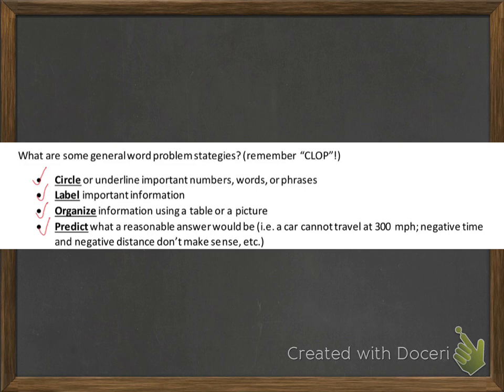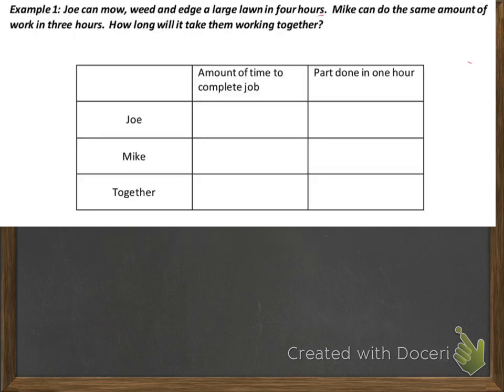For example, it doesn't make sense that a car would be traveling at 300 miles an hour, or that a plane would be traveling at only, say, 20 miles an hour. Also, we can't really have values of time that are negative, like -2 seconds, or negative distance. You can remember these strategies by memorizing the anagram CLOP. C is for circle, L is for label, O is for organize, P is predict. Let's use these strategies in the first problem.